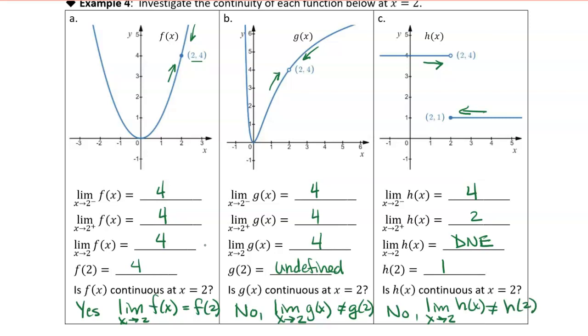All right, so that's the idea of continuity at a point. And in the next example, we'll take a look at the idea of continuity over an interval.